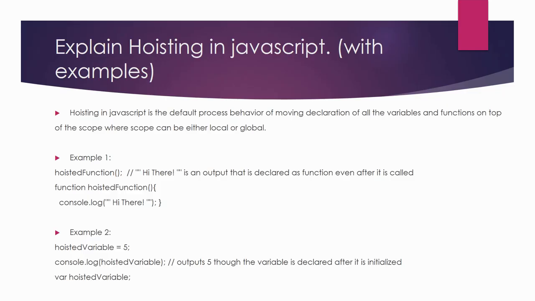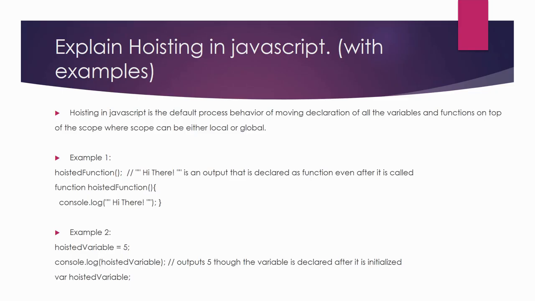Then next is explain hoisting in JavaScript, and we will also take an example. Basically hoisting in JavaScript is the default behavior of moving declarations of all the variables and functions to the top of the scope, where scope can be either local or global. Let us take an example. Suppose we are taking a function as a hoisted function. These functions are declared at the top of the scope. Then function hoistedFunction console.log hi there.